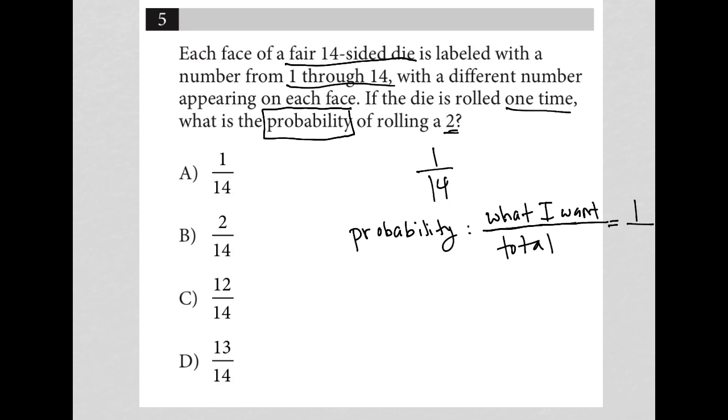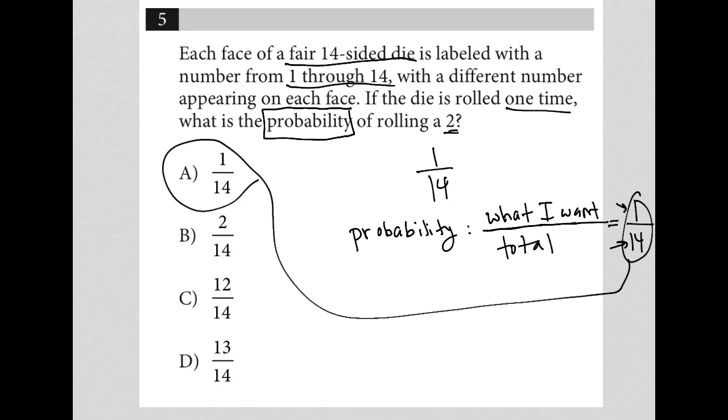How many possibilities were there for the number that I could have rolled? Well, there were 14 possibilities, right? I could have rolled any number 1 through 14. The number that I want is 2, and there's only one way that happens. So that's why my numerator is 1, my denominator is 14, and therefore my answer is choice A.